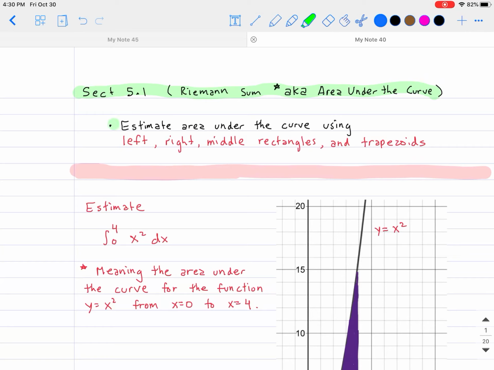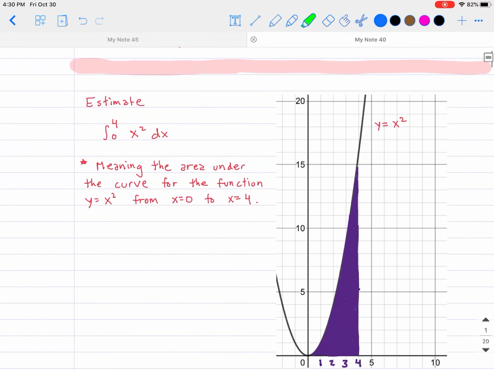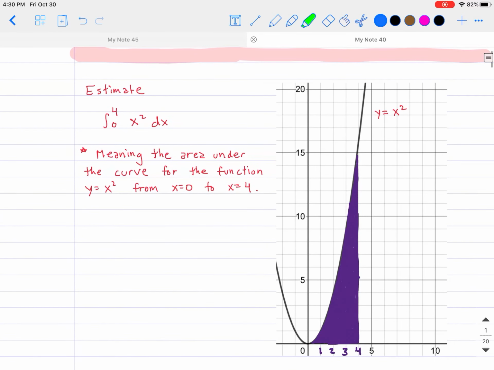In this first section, section 5.1, we're going to be talking about something called the Riemann sum. Okay, so section 5.1, Riemann sum, also known as the area under the curve. The idea here is that given a function, I would like to estimate the area under the curve within a certain boundary for x using something called the left-hand rule, right-hand rule, middle rectangles, and also trapezoids. We'll discuss what those are in just a little bit.